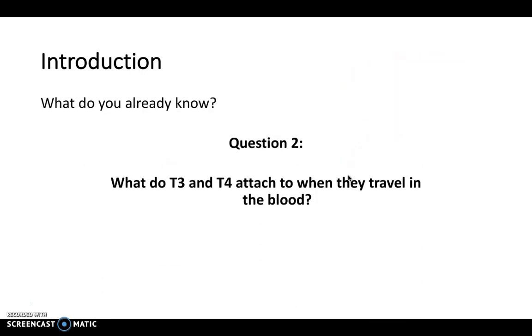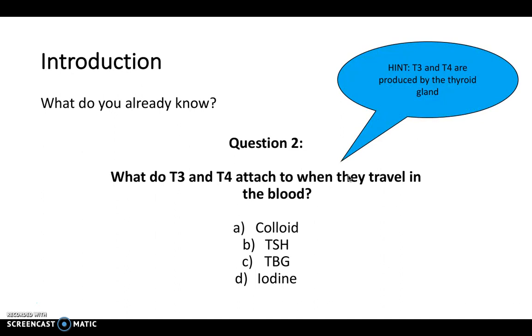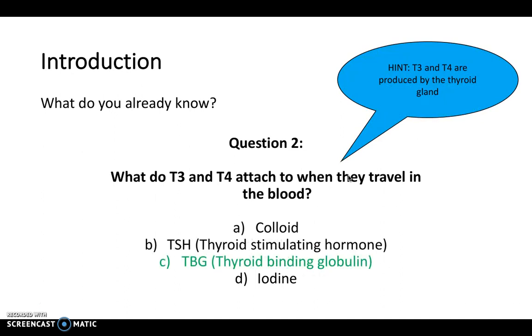The next question is, what do T3 and T4 attach to when they travel in the blood? So is it colloid, TSH, TBG, or iodine? So here, think about T3 and T4 and where they come from. They come from the thyroid gland, and therefore that should help you figure out the answer, in that actually it's thyroid binding globulin that T3 and T4 attach to in the blood. So really knowing your abbreviations there actually helps with the answer. It's easy to get confused on this question with regards to iodine and colloid because they are aspects of the thyroid synthesis of T3 and T4, but we'll go over that in a little bit more detail later.